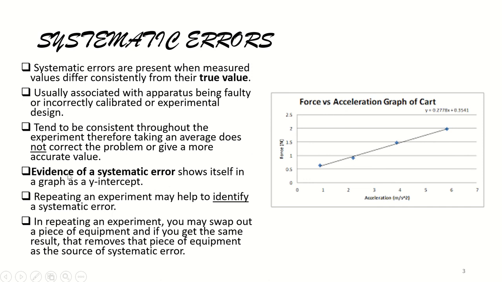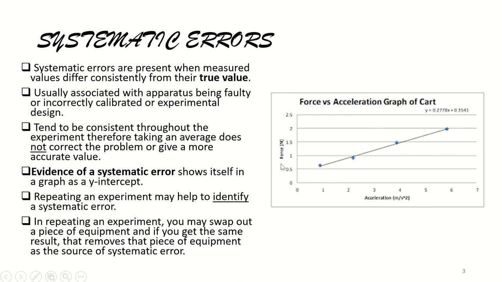Now, evidence of systematic error shows itself in graphs as a y-intercept. So it doesn't make sense for this straight line to go through the origin. The y-intercept's approximately 0.35. It's a bit blurry, but it intercepts the axis at about 0.35. So it doesn't make sense to have a force of 0.35 on a trolley and to have zero acceleration. If you're applying a force, there's going to be some acceleration. So obviously there's some sort of systematic error here.